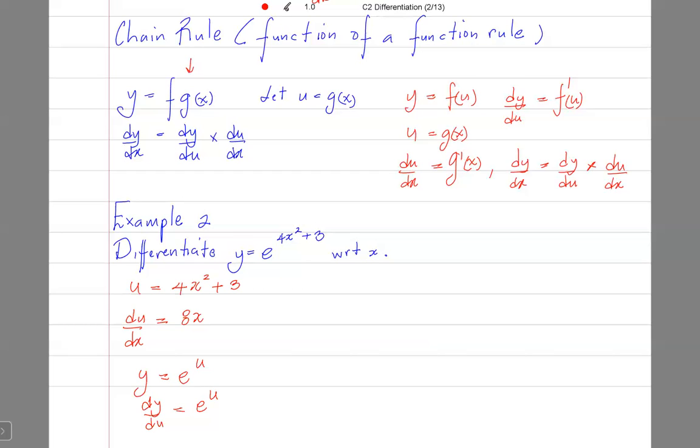Now, we were asked to differentiate y with respect to x. That has nothing to do with u. So I need to find dy by dx. dy by dx would be equal to dy by du multiplied by du by dx. So dy by du is e to the u multiplied by du by dx, which is 8x. Bring the 8x to the front. I have 8x, and this is e to the u, which is 4x squared plus 3.